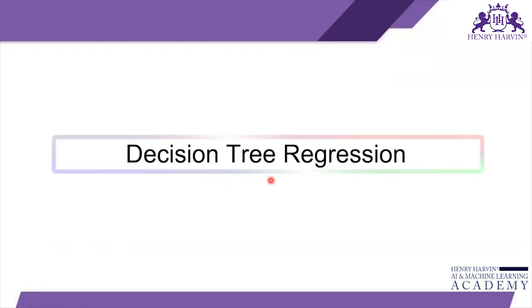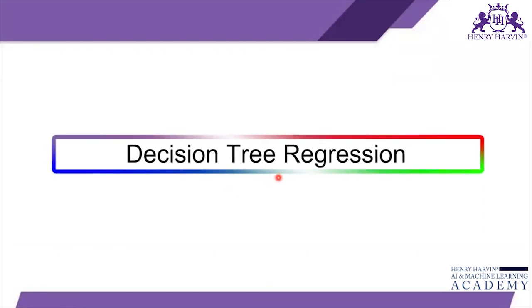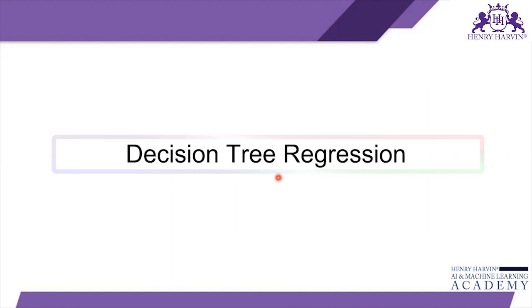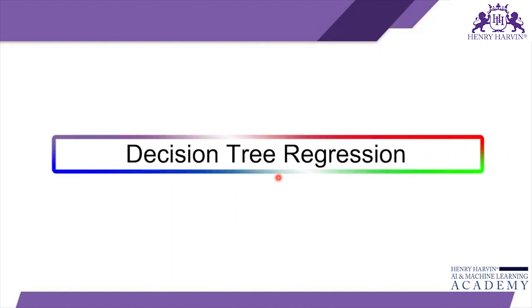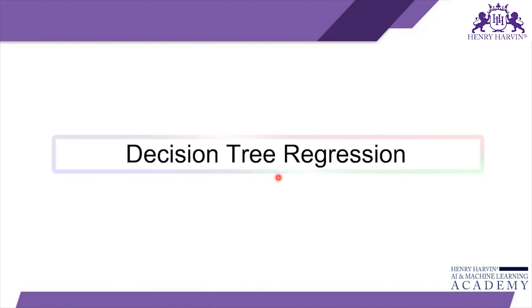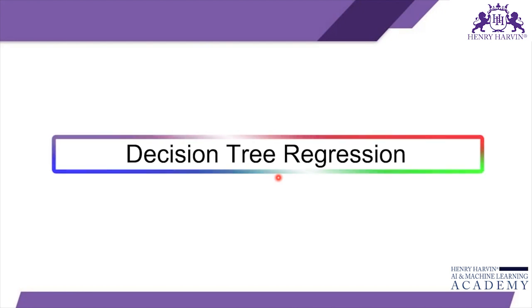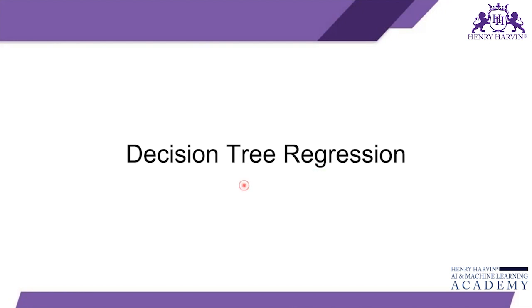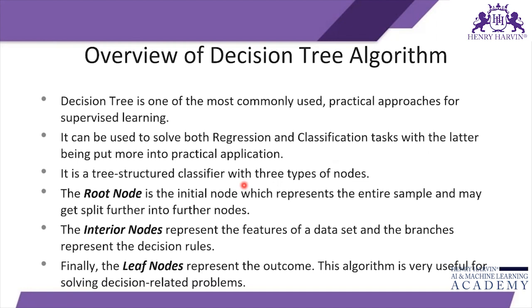In today's session, we are going to talk about decision tree regression, which comes under the machine learning algorithm of decision tree. This algorithm is used to solve regression type problems, where we have to predict values or numbers. For example, if you predict a house price, weather, or temperature, at that time you can use the decision tree regression algorithm. So let's start with an overview of the decision tree algorithm.